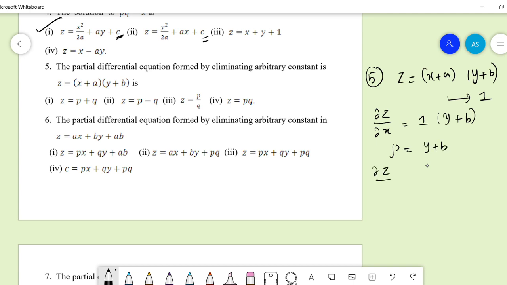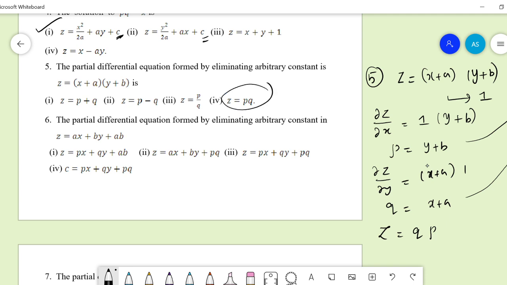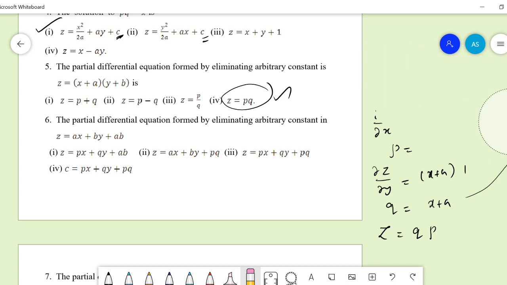Similarly, when you differentiate with respect to y, x plus a is the coefficient, y gives 1. That is, q value is x plus a. Now substitute your p and q values in the given equation. The x plus a value is q, the y plus b value is p. So z equals pq. This is our answer.